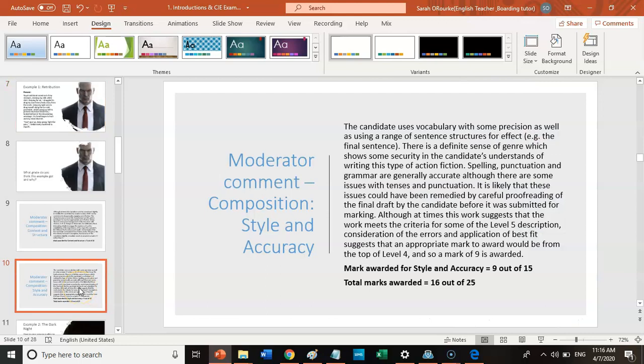Spelling, punctuation and grammar are generally accurate, although there are some issues with tenses and punctuation. It is likely that these issues could have been fixed by careful proofreading. So it says that although it sometimes fits the higher band, because it's got too many errors, it would be more appropriate to give it top of level 4.